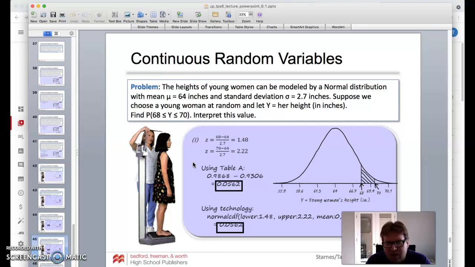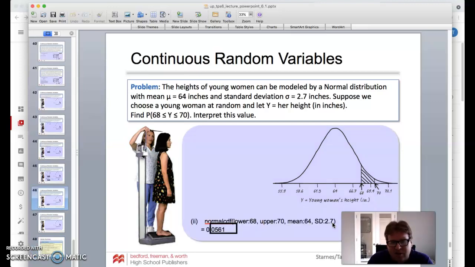Now, you can use technology. Remember, you can go into the calculator, normalcdf, and put the lower at 1.48. You still have to figure out your z-score. The upper is 2.22. Put a mean of 0 and a standard deviation of 1, because that's a standardized score. Since we've already standardized the score, we can leave it like that, and it'll tell us the area under the curve there is 0.0562. So go through that. The tech video is there in case you forgot. You can always run through that and handle that.